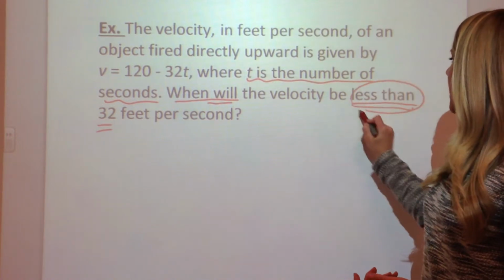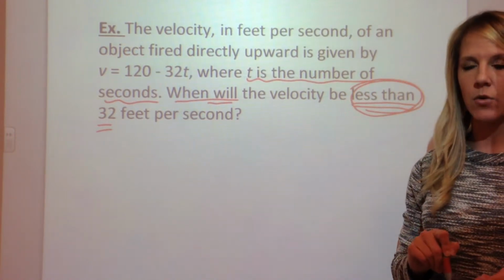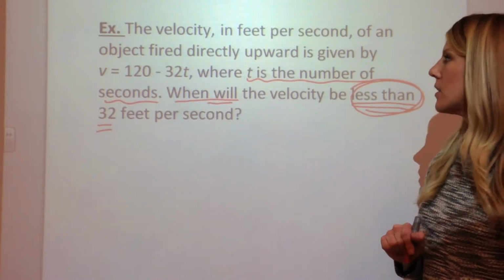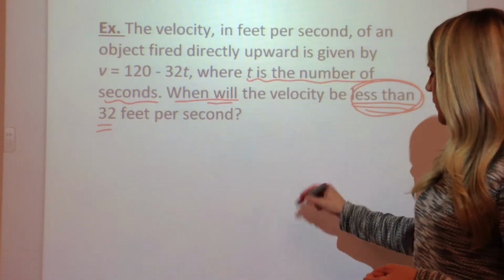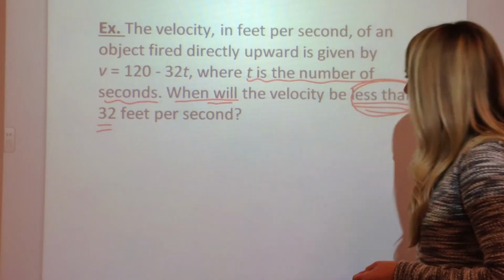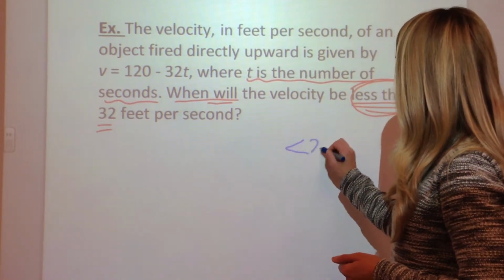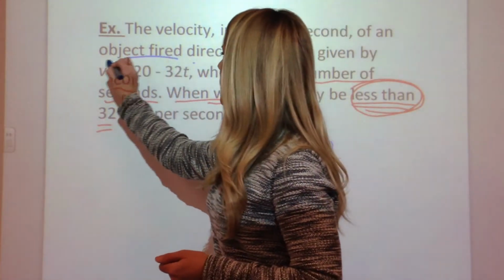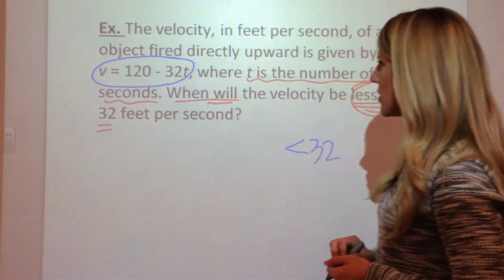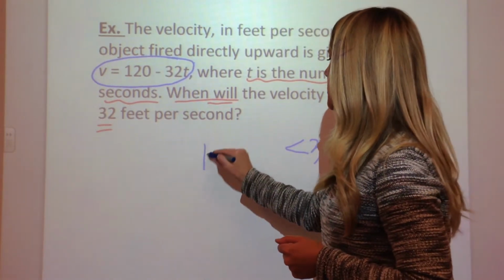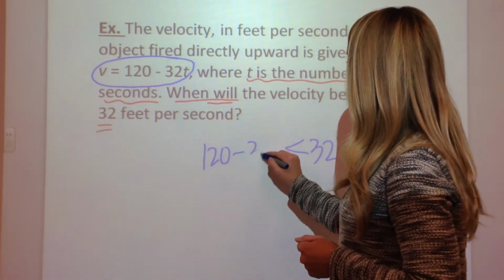This is important because that tells us right away we have an inequality. Anything under 32 feet per second is what we want to find. At what time? So we can say, because we know the velocity, when will the velocity be less than 32? We're going to use what they've given us and plug in the information. So we want the velocity to be less than 32, and then I can just fill in exactly what they gave me.